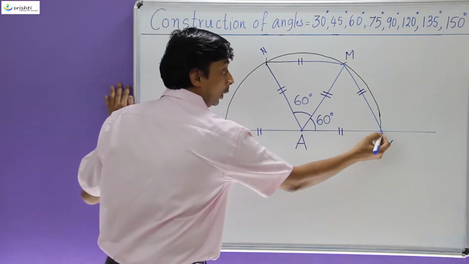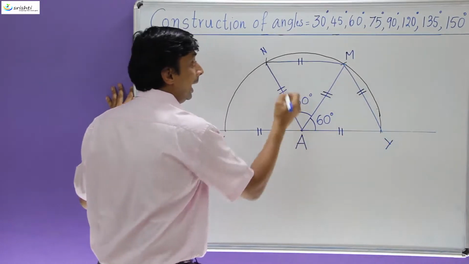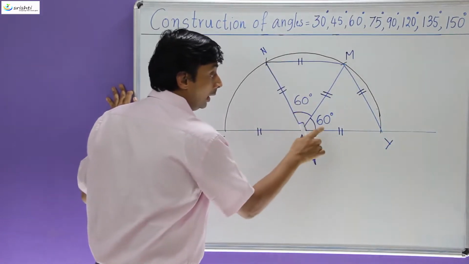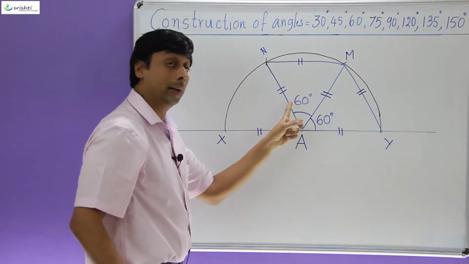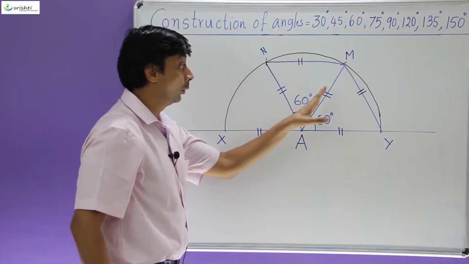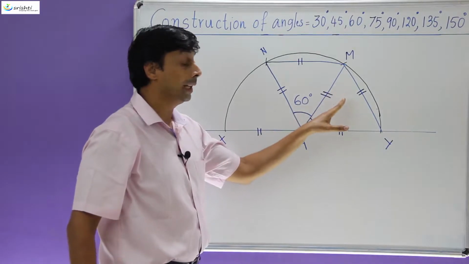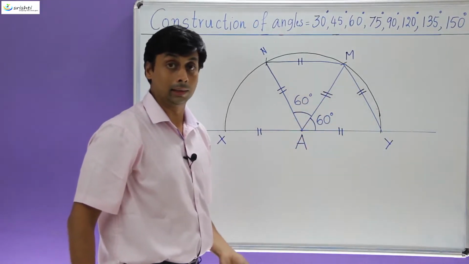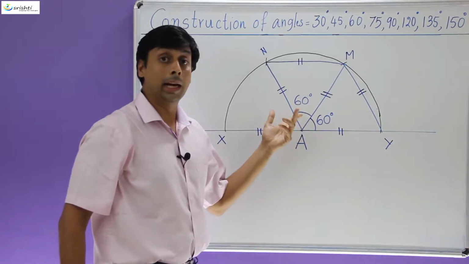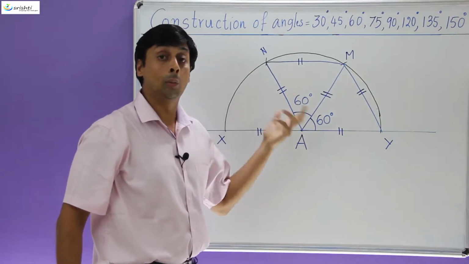So how much is the total angle? Angle YAN, the complete angle is 60 degrees plus 60 degrees. So you get 120 degrees over here. So what we are doing in construction of 60 degree and 120 degrees, we are basically constructing equilateral triangles. This is the geometry behind the construction of 60 degree and 120 degrees.